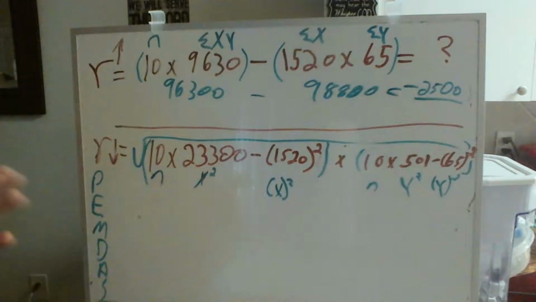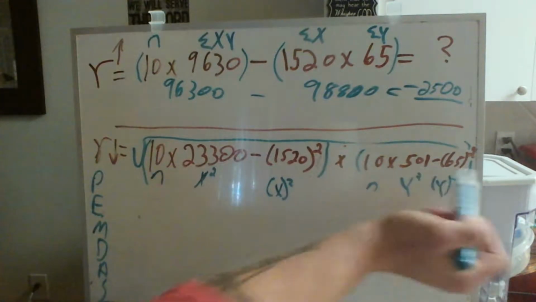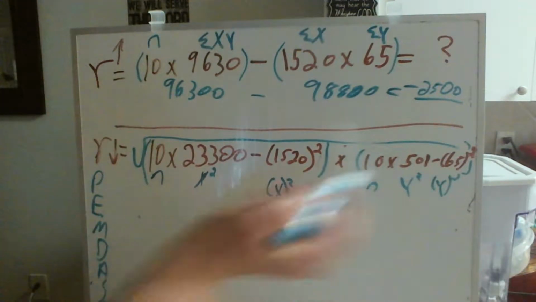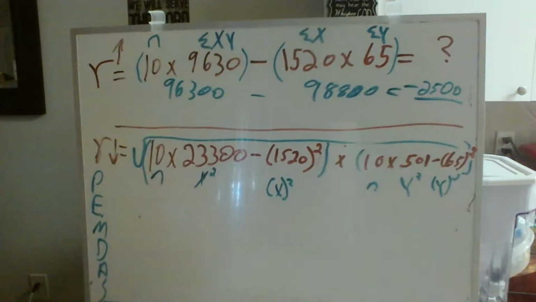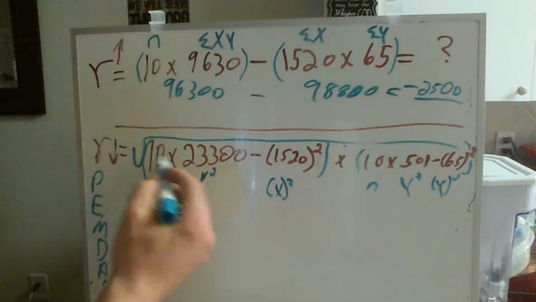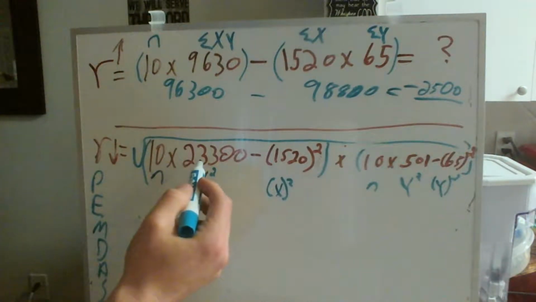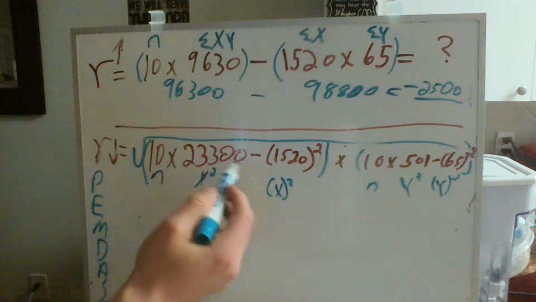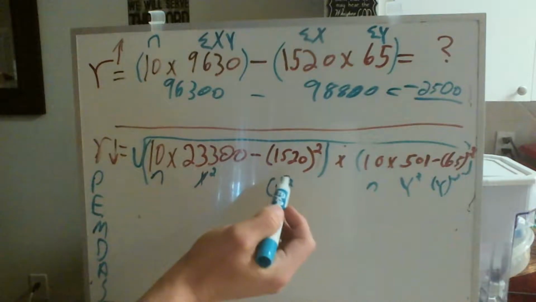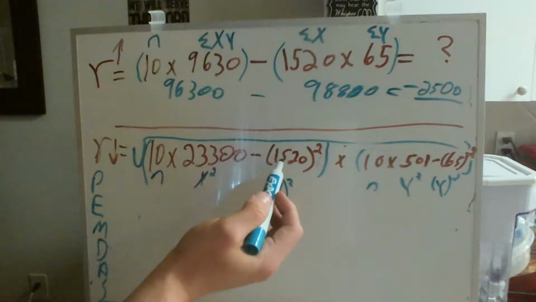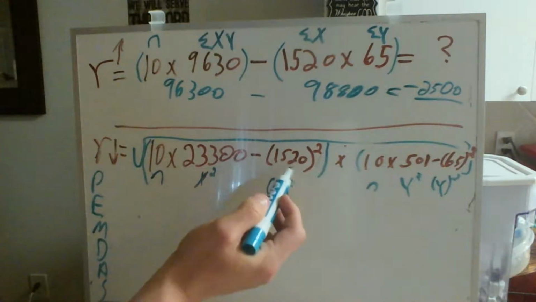All right, so we got 2 sections. We got this first piece here, we got the second piece here. We got our x's, we got our y's. Let's get a couple of variables that we can work with and try to find that r value, that straight r value. So here we got 10 times 23,300 minus the x value, and you want to square it, so that's the 1520 squared.